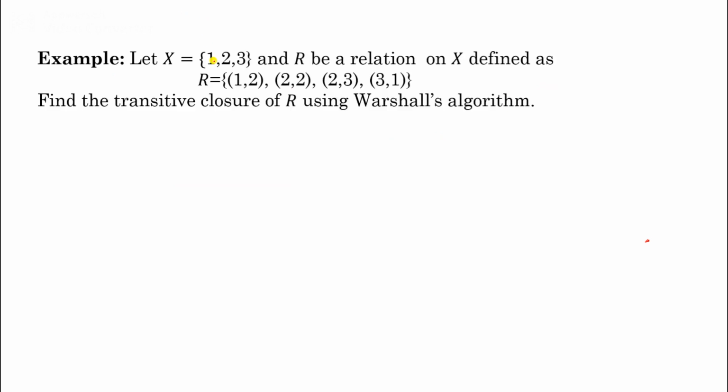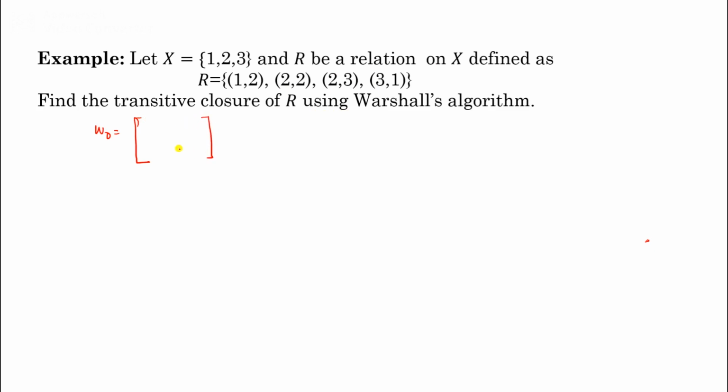Now we'll take one example. Suppose X equal to {1, 2, 3} and R be a relation on X defined as (1,2), (2,2), (2,3) and (3,1). So we have to find the transitive closure of R. First we will find W0. W0 is the relation matrix.